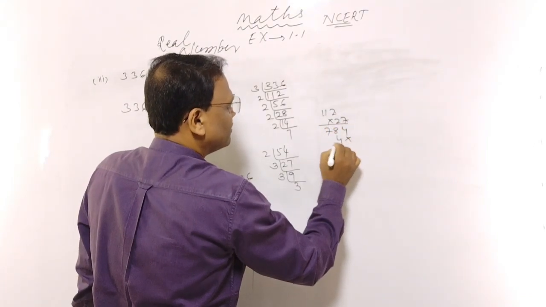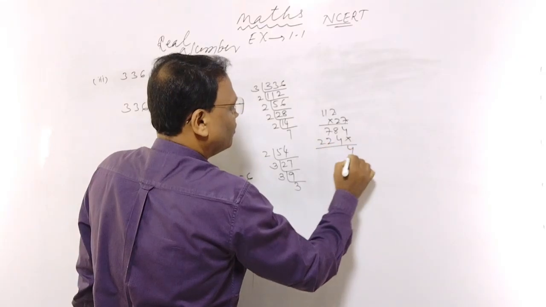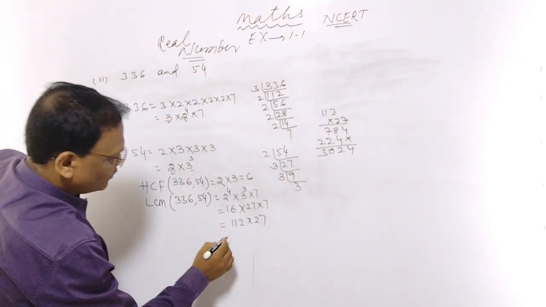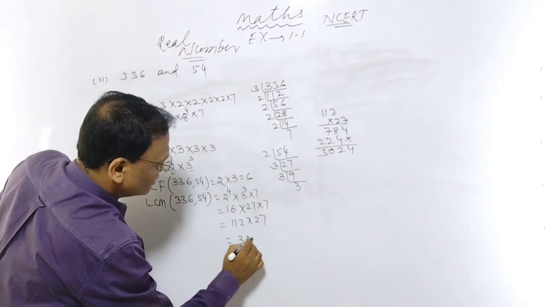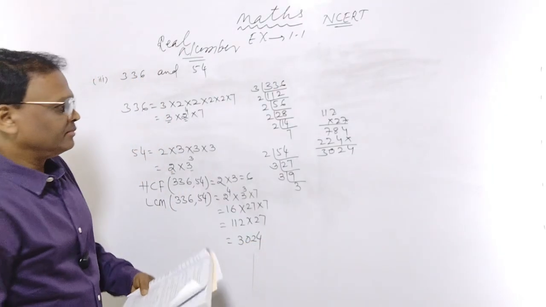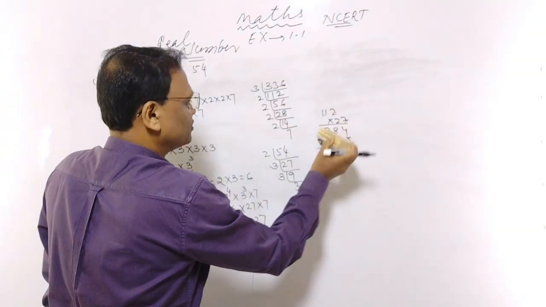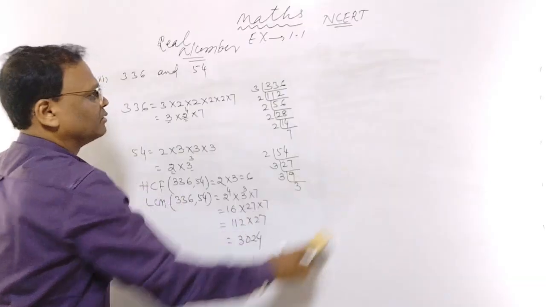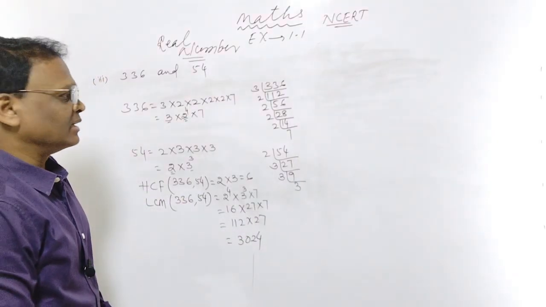This gives me 3024. This is my LCM. Now the first part of the question is over. Question का first part हो गया. The first part of the question is over. I'll go for the second part.